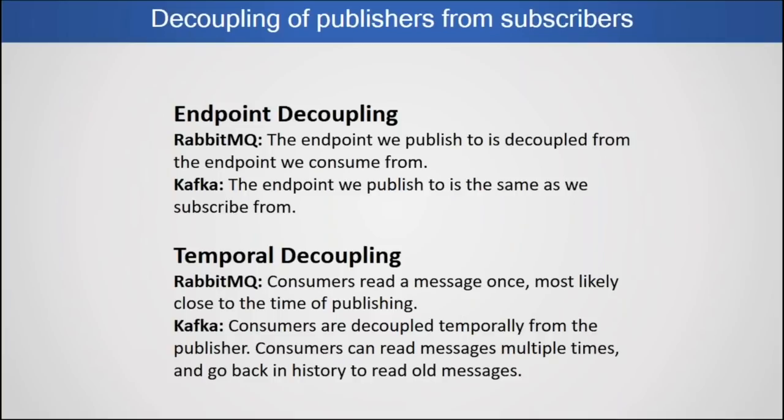Now, with the temporal decoupling, with RabbitMQ, the consumers read the message once, most likely close to the time of publishing, whereas with Kafka, we're much more decoupled temporally from the publisher. We can read a message multiple times. In the end, it's just an offset, which we can change, and we can go back in time and read again. If a developer puts a bug in an application, and we're doing some processing wrong for 24 hours, then we can just set the offset back 24 hours and read the messages again. That's much harder to do with RabbitMQ. You'd have to somehow republish the messages, if you could at all.